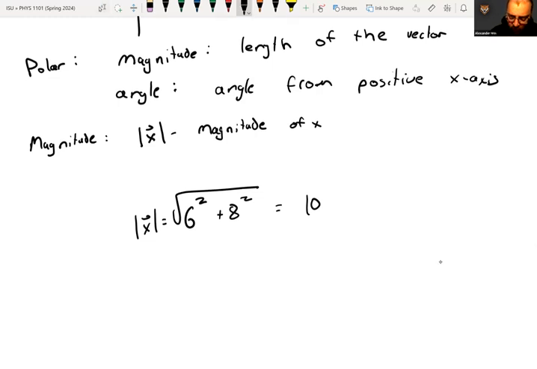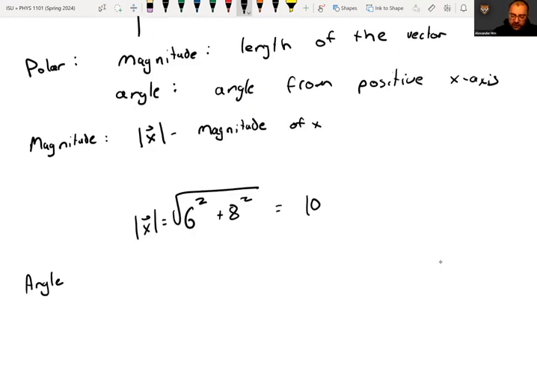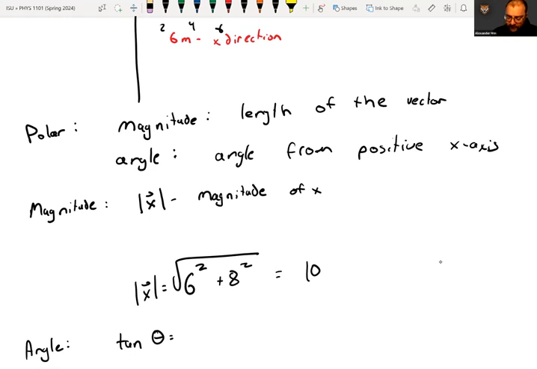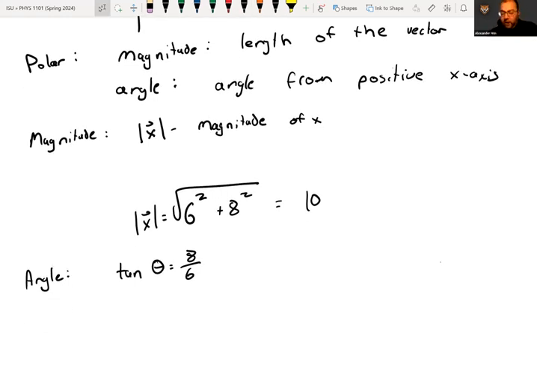Now, the other thing we want is the angle. If we go back up to this picture, the angle would be that angle right there, measured from the positive x-axis. And again, this horizontal line to the right is the positive x-axis. Now, in order to do that, we have to remind ourselves that tan theta is equal to, no, it's 8 over 6, not 6 over 8. 8 over 6. Okay.